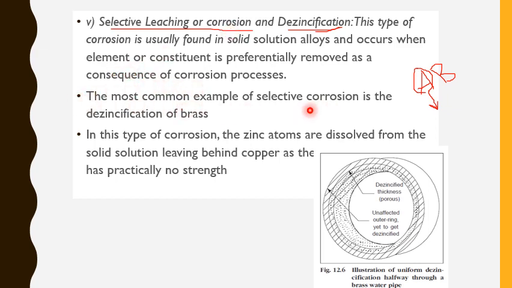The most common example of selective corrosion is the dezincification of brass. Brass is an alloy of zinc and copper. Zinc is removed in the dezincification process. In this type of corrosion, zinc atoms are dissolved from the solid solution, leaving behind copper which has practically no strength. Because zinc is more easily corroded as compared to copper, when all the zinc is removed from the copper, the alloy will have no strength. This alloy will be useless.